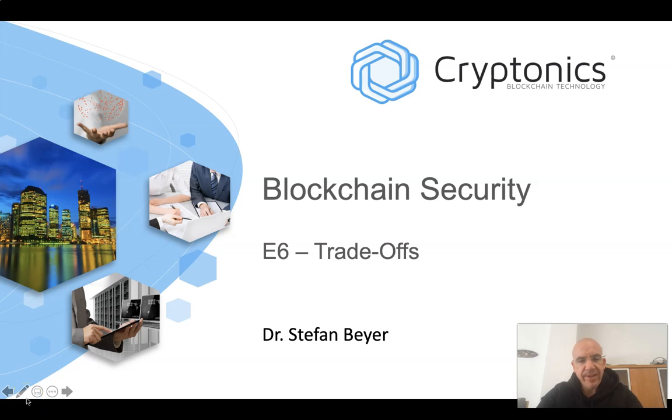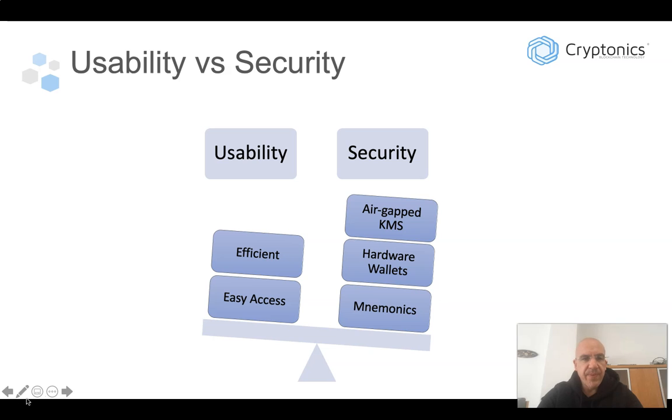This is episode 6 of this current series, and it's about trade-offs. Whenever we design a system in engineering, there are usually trade-offs involved, and there are some trade-offs that affect the security of blockchain solutions. The first one is quite obvious. There is clearly a trade-off between usability of a solution and security.